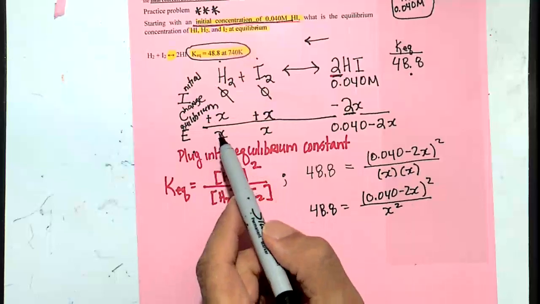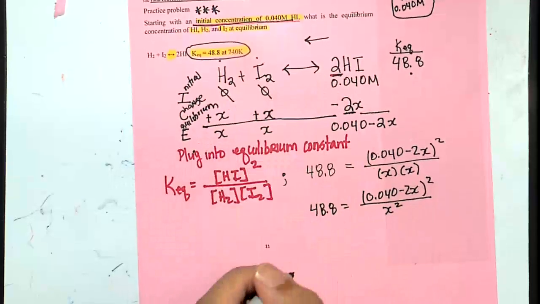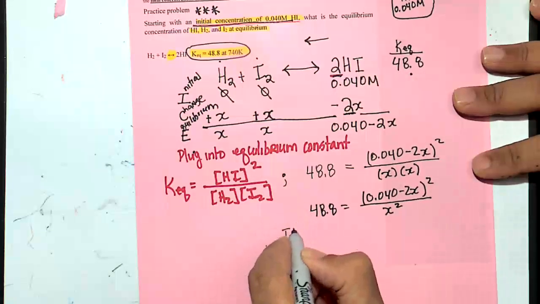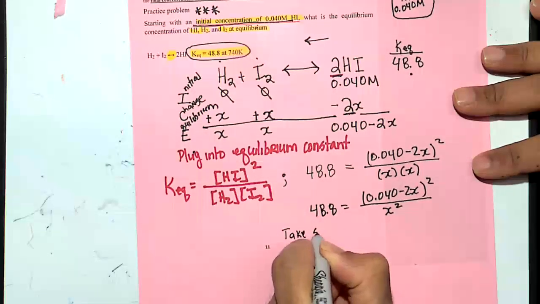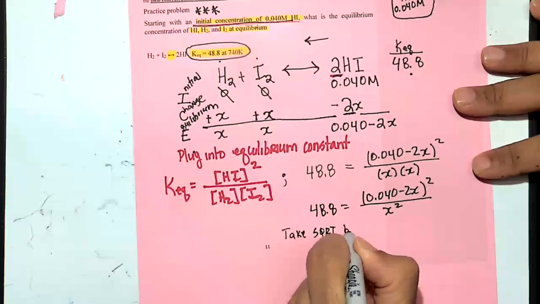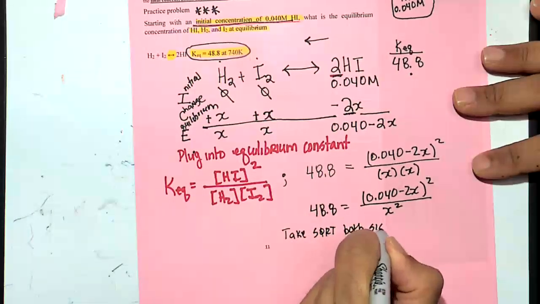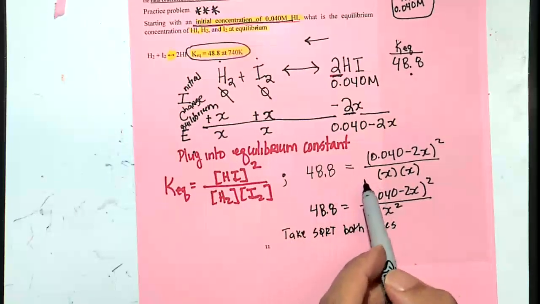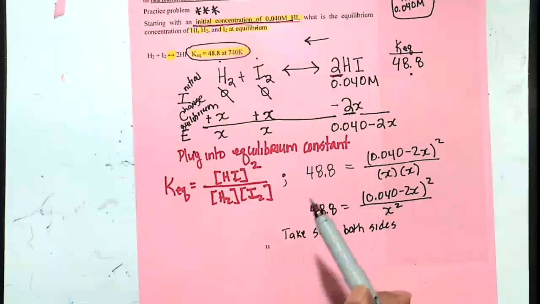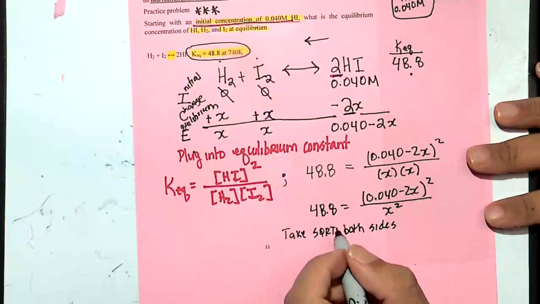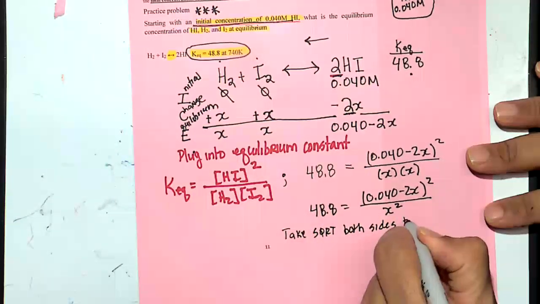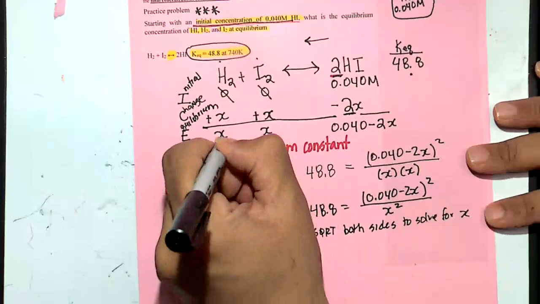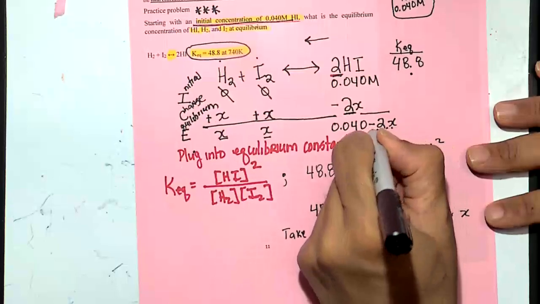Alright, so now we'll solve for x. Once we solve for x, we'll plug it back in. So how will I solve for x? This is what you'll do on the exam. You're going to take the square root of both sides. Substituting into the equilibrium constant, we're going to square root both sides to solve for x. This is the x that we want.